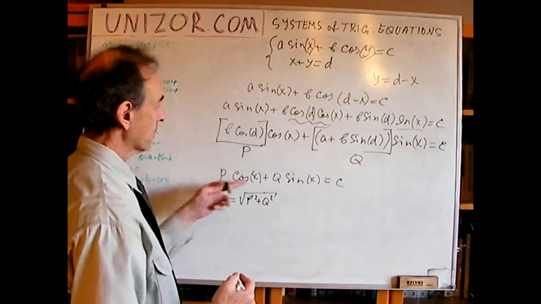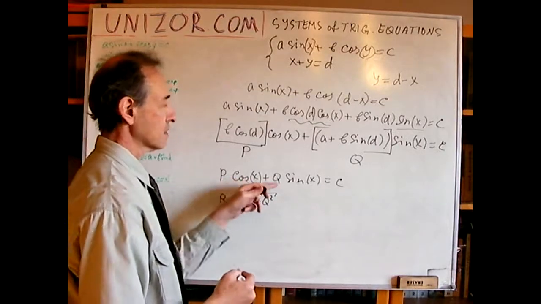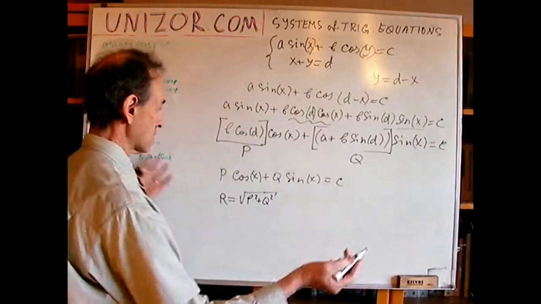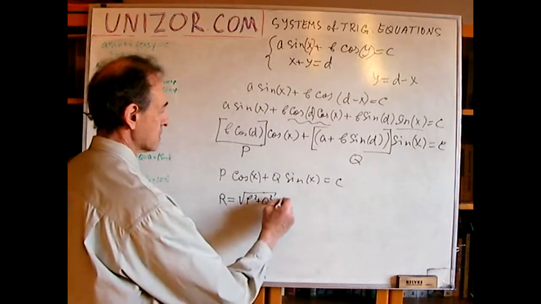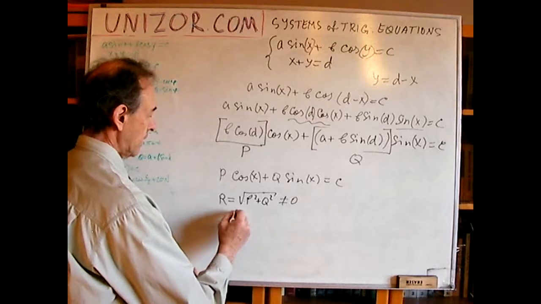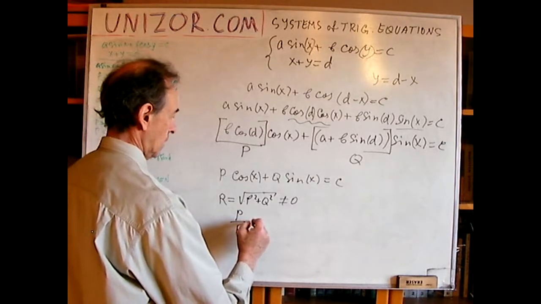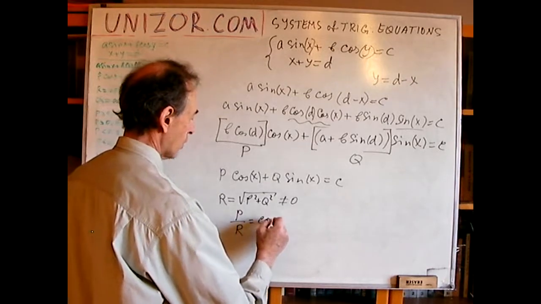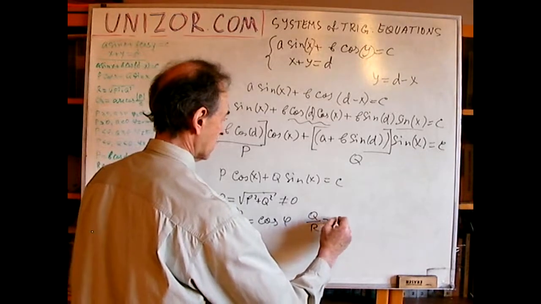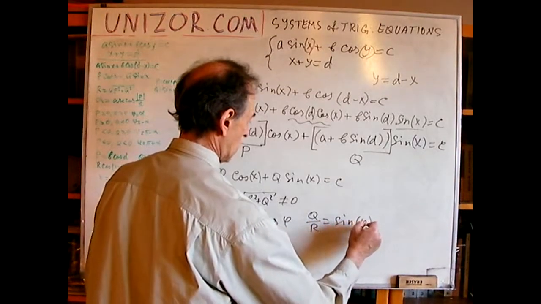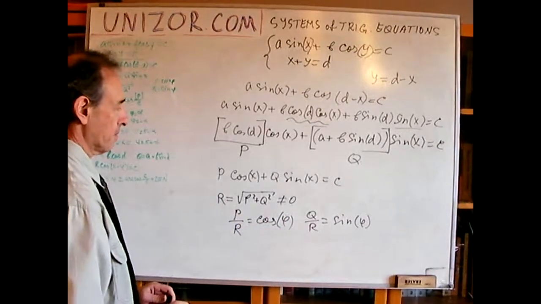So if I'm talking about solving this equation, I presume that p and q are not at the same time equal to 0, because otherwise it's not an equation. So that's why r is not equal to 0, obviously. Now, p over r can be a cosine of some angle phi, and q over r can be a sine of this angle phi. How can I find this angle phi?